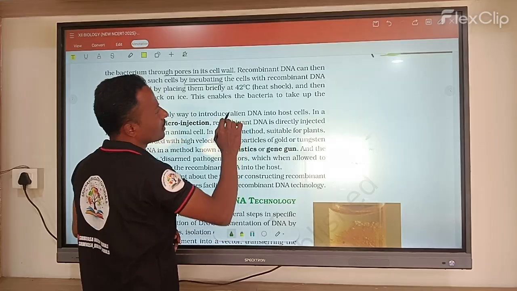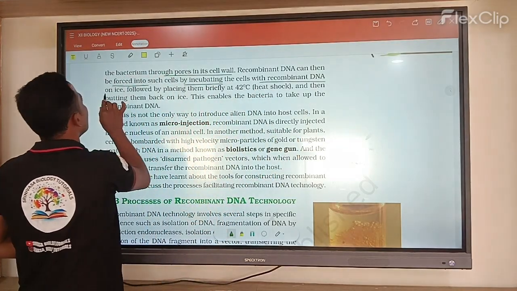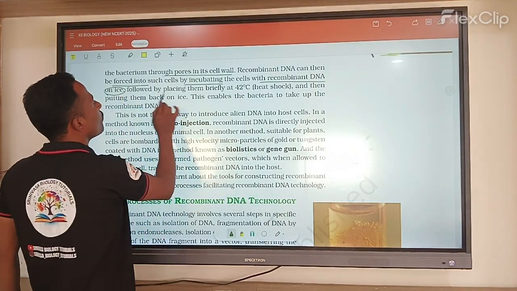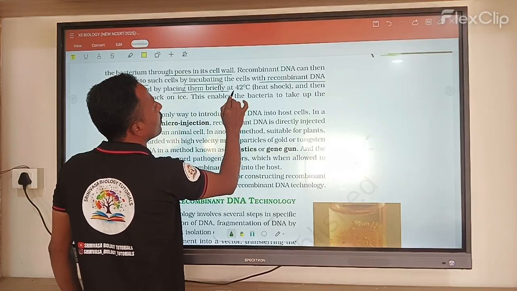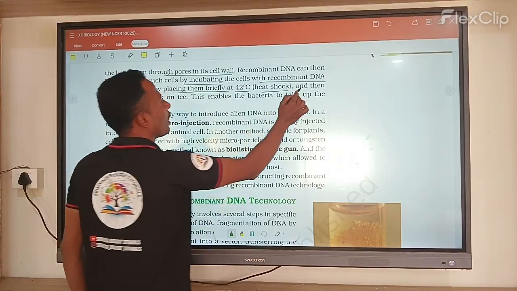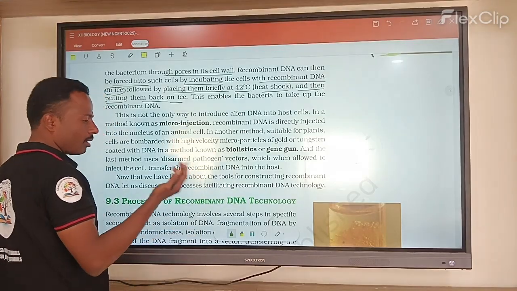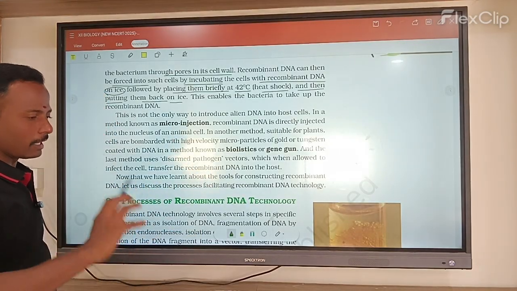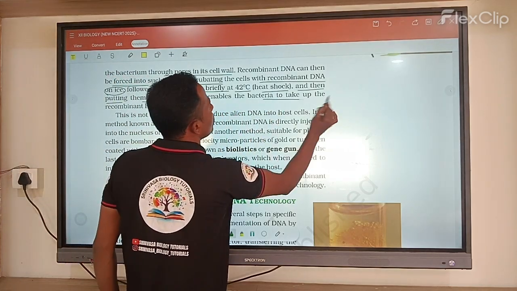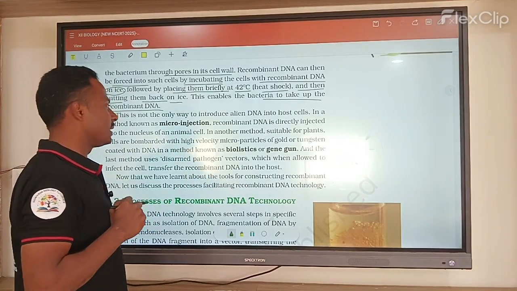by incubating the cells with the recombinant DNA on ice, followed by placing them briefly at 42 degrees, which is called heat shock treatment, and then putting them back on ice. This enables the bacteria to take up the recombinant DNA.